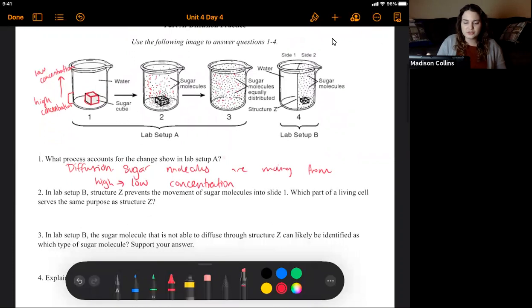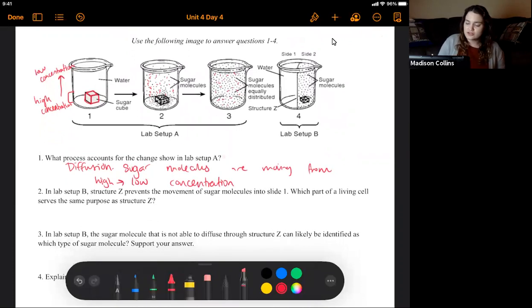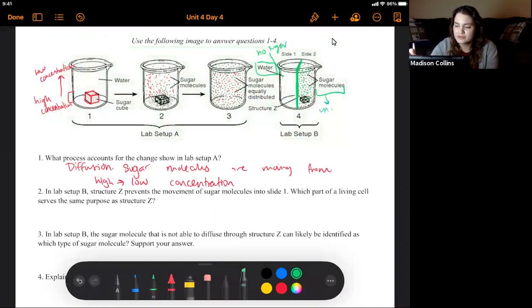All right, question 2 says, in lab setup B, structure Z prevents the movement of sugar molecules into side 1. Which part of a living cell serves the same purpose as structure Z? So here in lab setup B, we see that structure Z has been placed down the middle of this beaker. And we see that on side 2, all of these sugar molecules are spread throughout the solution. But on side 1, we don't have any sugar molecules. We only have water. And that tells us that these sugar molecules are unable to diffuse through the membrane.